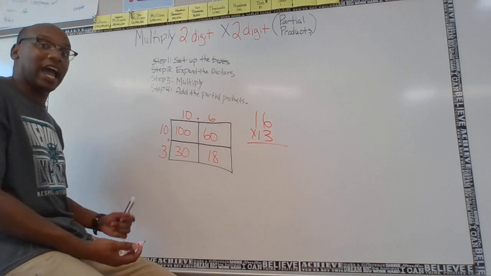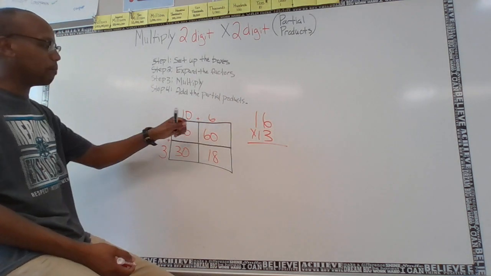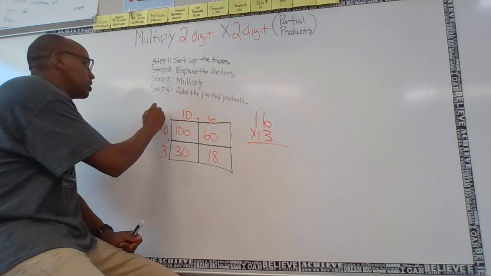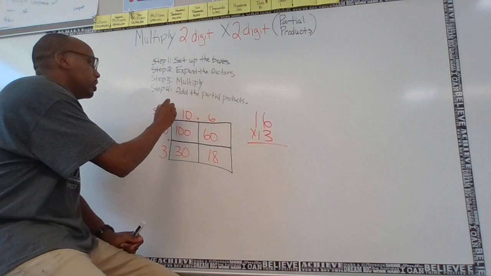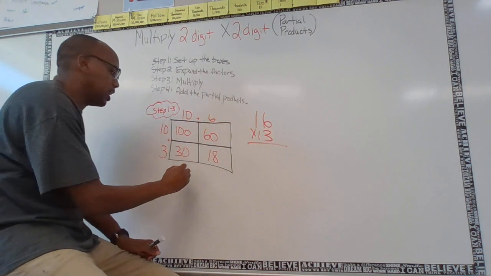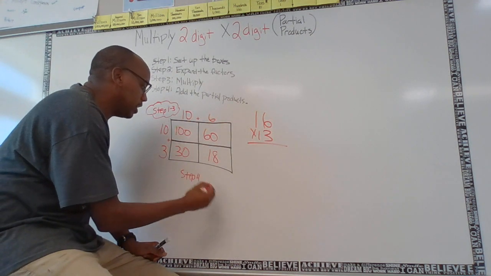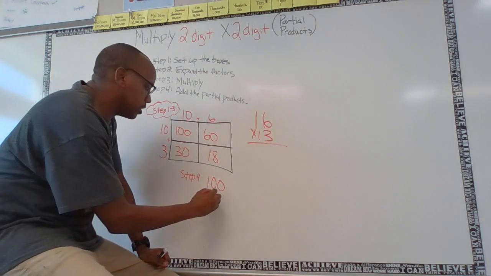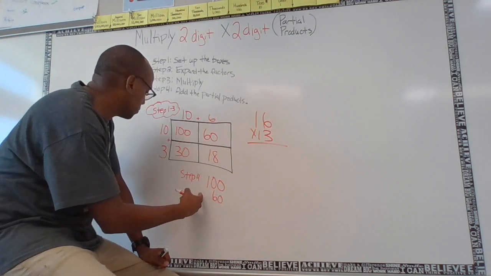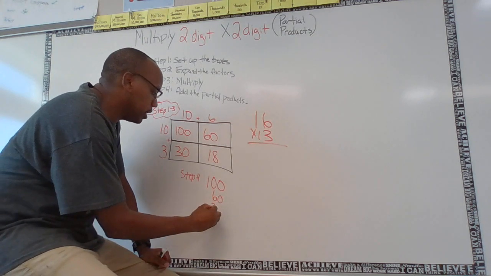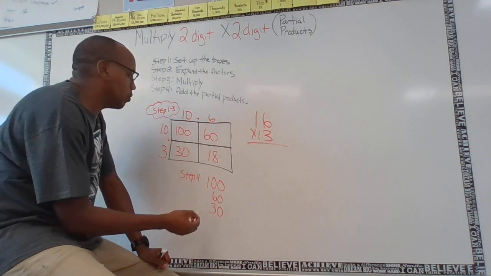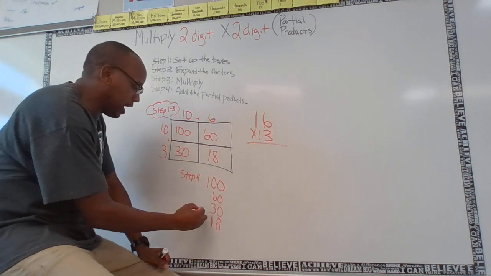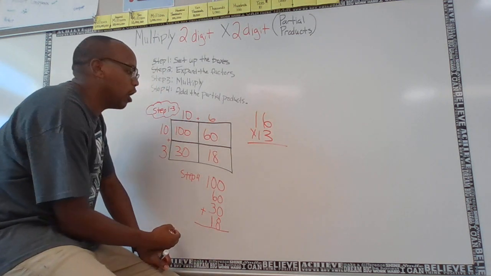Step 4, I'm going to add my partial products together. I have 4 partial products that need to be added together. So basically, this is step 1 through 3 right here. Now, step 4 is right here when I add the partial products. My first partial product is 100. The next one is 60. Make sure you put the 6 in the tens place. Don't put it under the hundreds. My 3 is in the tens. 0 is in the ones. That's 30. 1 is in the tens. 8 is in the ones. That's 18. I'm going to add all 4 partial products.